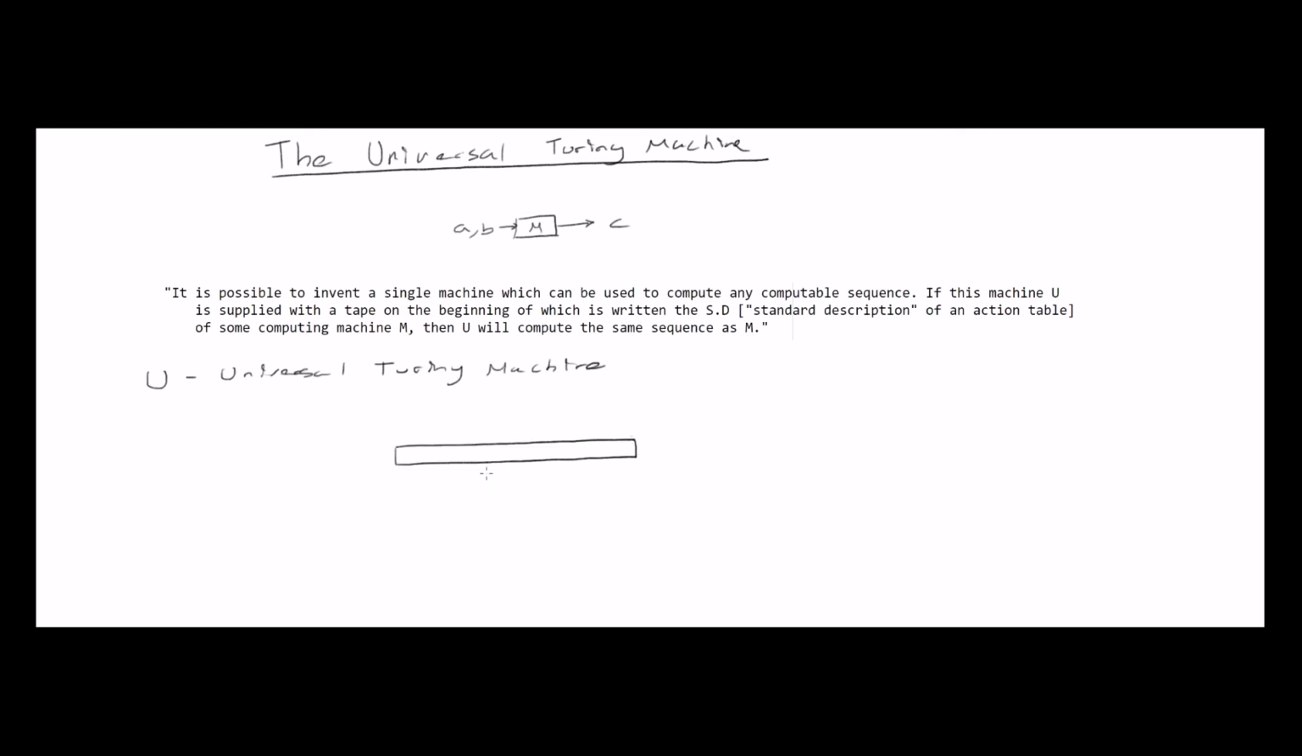We have our tape here, and this is the tape that's going to be fed into the universal Turing machine. It's going to have at the start of the tape here a description of what our normal Turing machine would do. That's our standard description there. And then it's going to have some data. What the universal Turing machine does is it reads the description, and then if it was this Turing machine that we were referring to, it would add together two numbers.